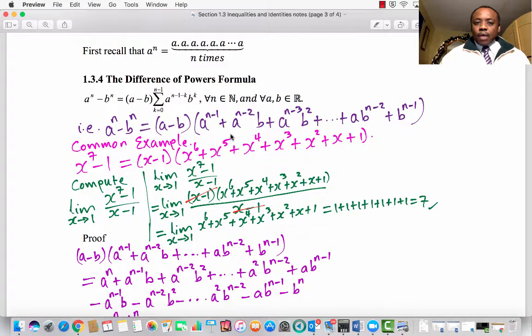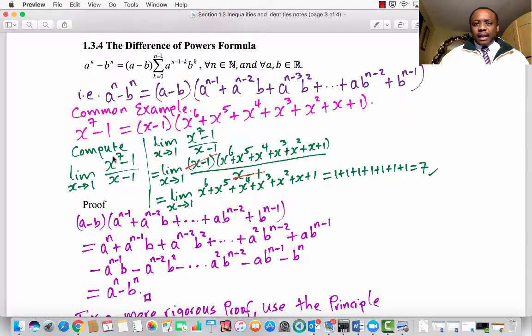Now, I want you to observe that the sum of the exponents in each of these terms is n minus 1, a raised to the n minus 1. And over here, we have a to the n minus 2, b to the 1; n minus 2 plus 1 is n minus 1. And over here, we have n minus 3 plus 2, and that sum is n minus 1. So the sum of the exponents of each of these terms right here is n minus 1. We would use this idea at some point in this course.